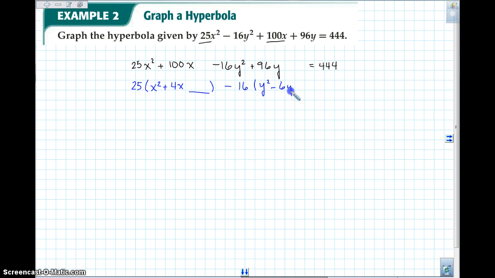So this is 6y. Just be careful with your negative sign there. Right, you're factoring out a negative from both terms. So you need to make sure that you change the sign to a negative there. And now we're going to complete the square.